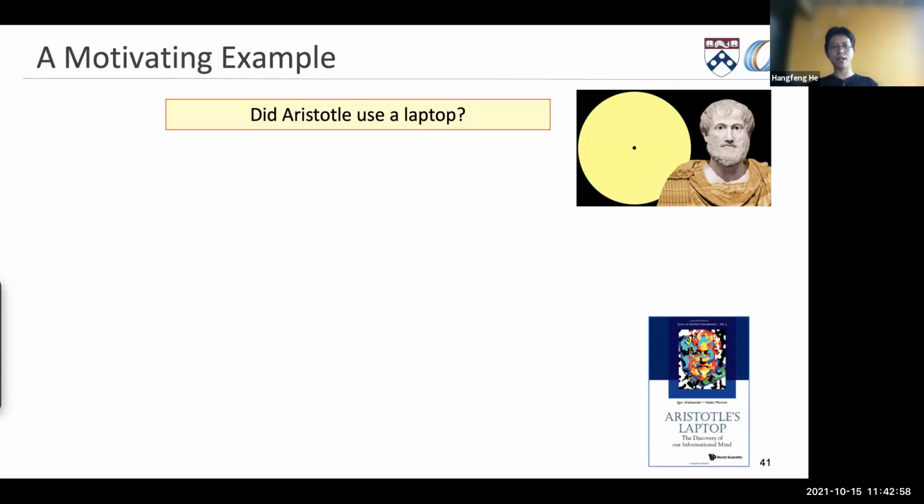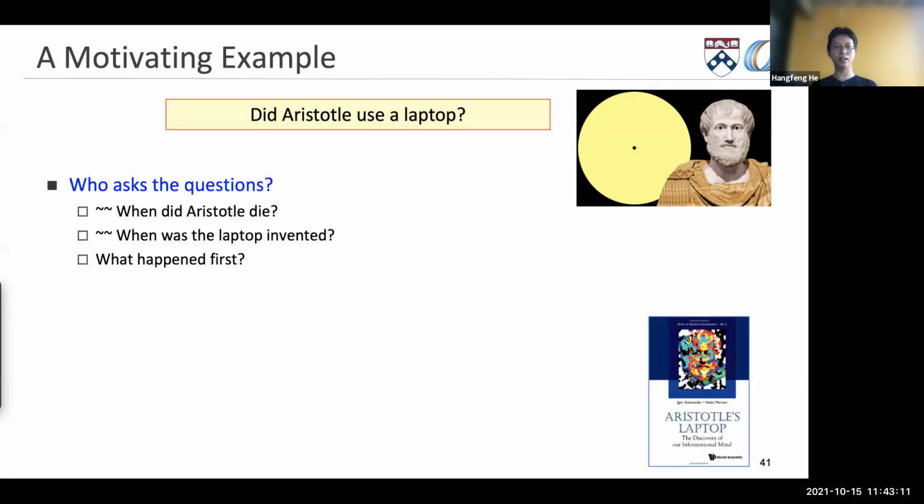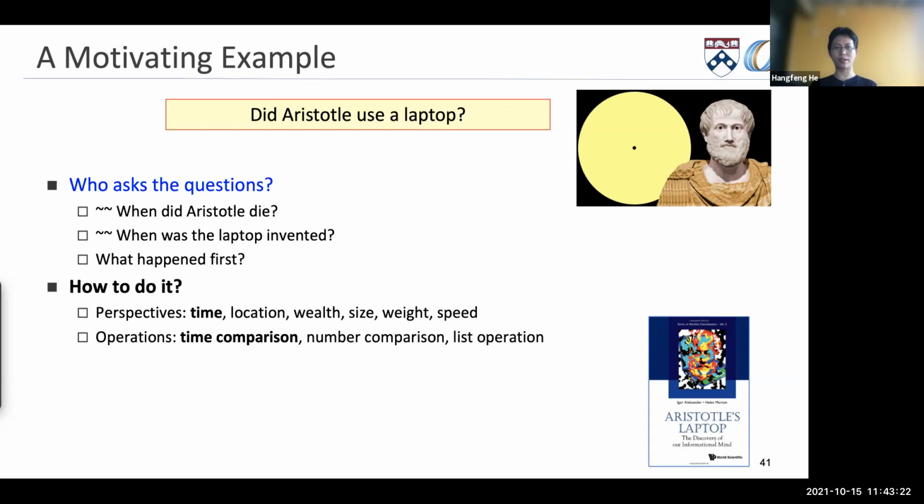For instance, given the question, did Aristotle use a laptop? If we directly search the question in the web, we may find the book Aristotle's Laptop. But actually, we need to decompose the question into smaller ones. For instance, when did Aristotle die? When was the laptop invented? And what happened first? This is a quite hard problem because we first need to determine the perspective for the question.